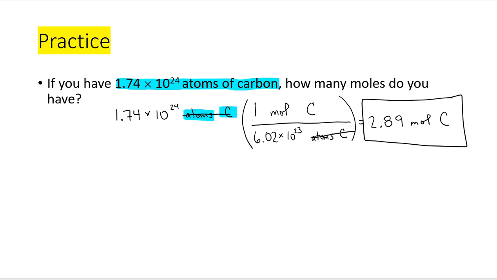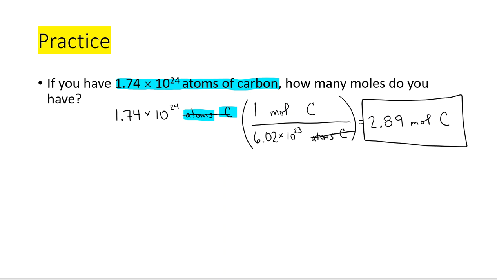Okay, so let's say you wanted to go to the lab and for some reason you wanted to know that you had exactly 1.74 times 10 to the 24th atoms. Well, you would just need to know that you have 2.89 moles.